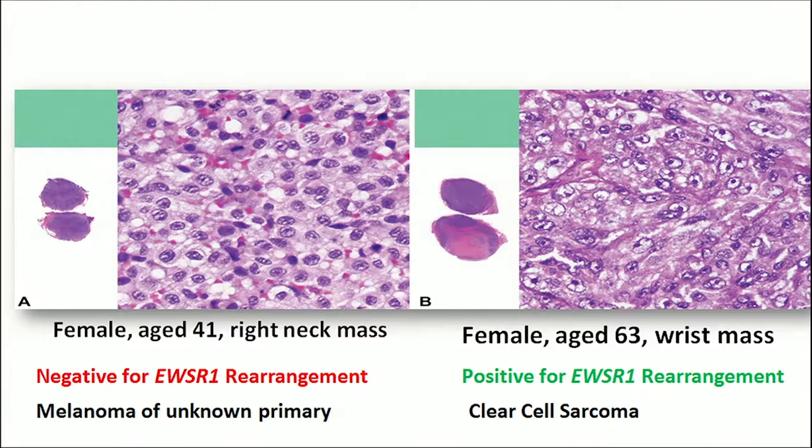The one on the left is negative for EWSR1 rearrangement. The one on the right was positive, and so the one on the right, even though it's an older patient, is in fact clear cell sarcoma.